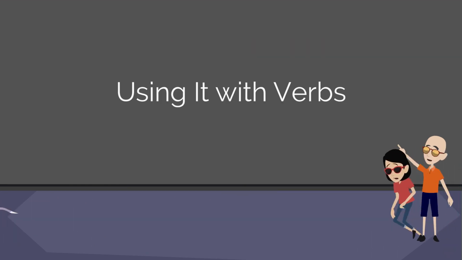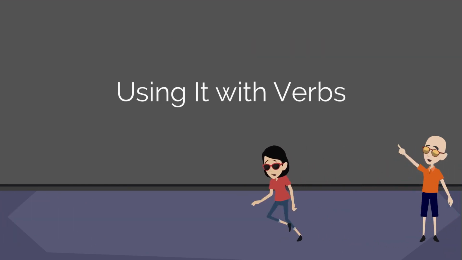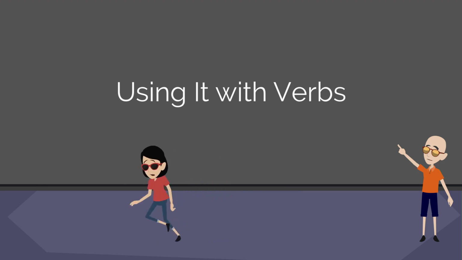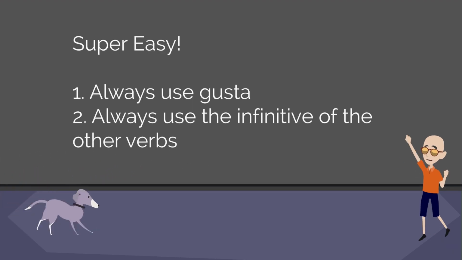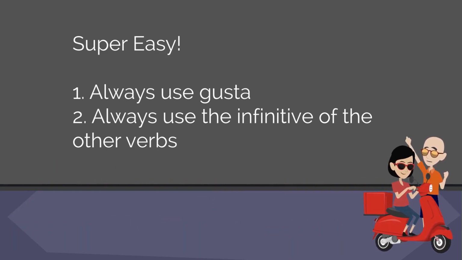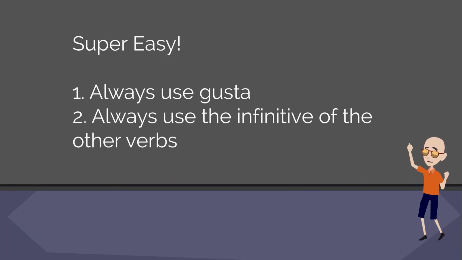All right, let's start working some verbs in, meaning, how would you say things like, I like to go to the beach, or I like to walk, or I like to swim? Fortunately for you and me, this is super easy. It's much easier than talking about nouns. There's two reasons. One, we're always going to use gusta, the singular. Doesn't matter how many verbs we're talking about. Two, we're always going to use the infinitive of the verbs, so we don't even have to conjugate them. We just plug them in.